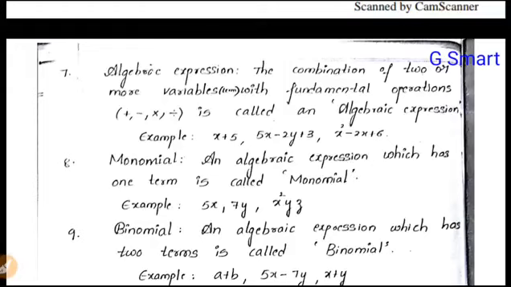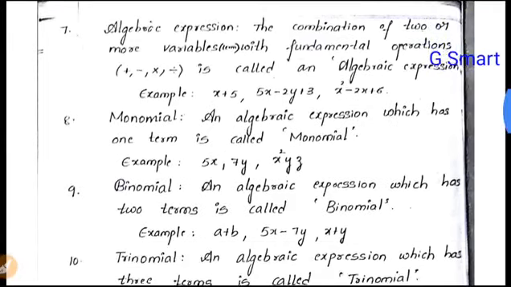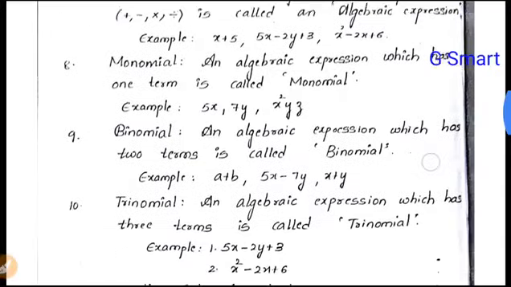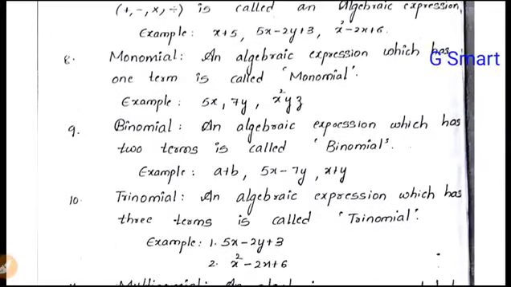Next, monomial. An algebraic expression which has one term is called a monomial. Whatever expression we take, if only one term is there, that is called a monomial. Example, 5x, 7y, x square y z. Next, binomial. An algebraic expression which has two terms is called a binomial. So a plus b has two terms. 5x minus 7y also has two terms. x plus y also has two terms.